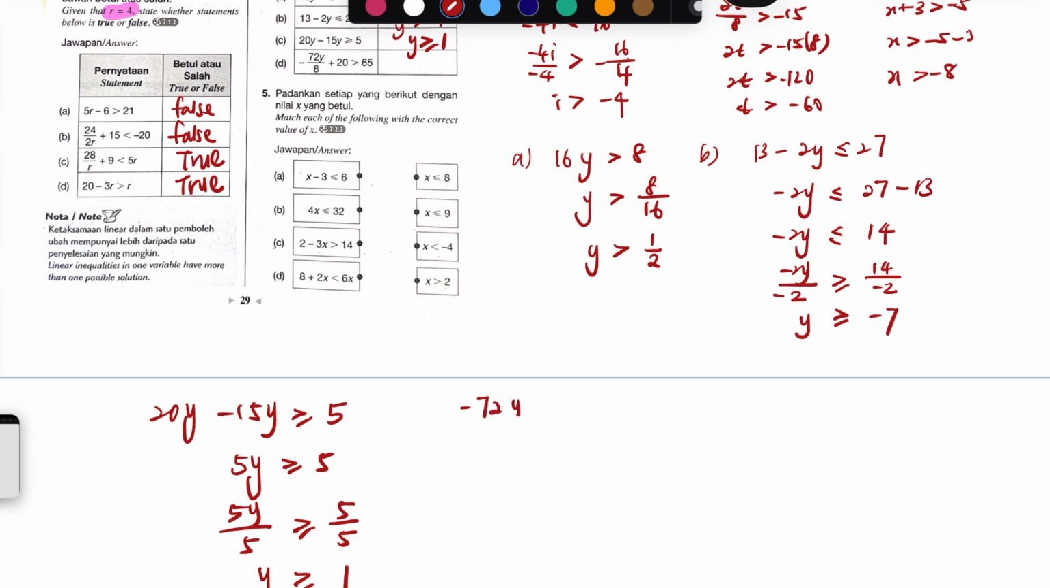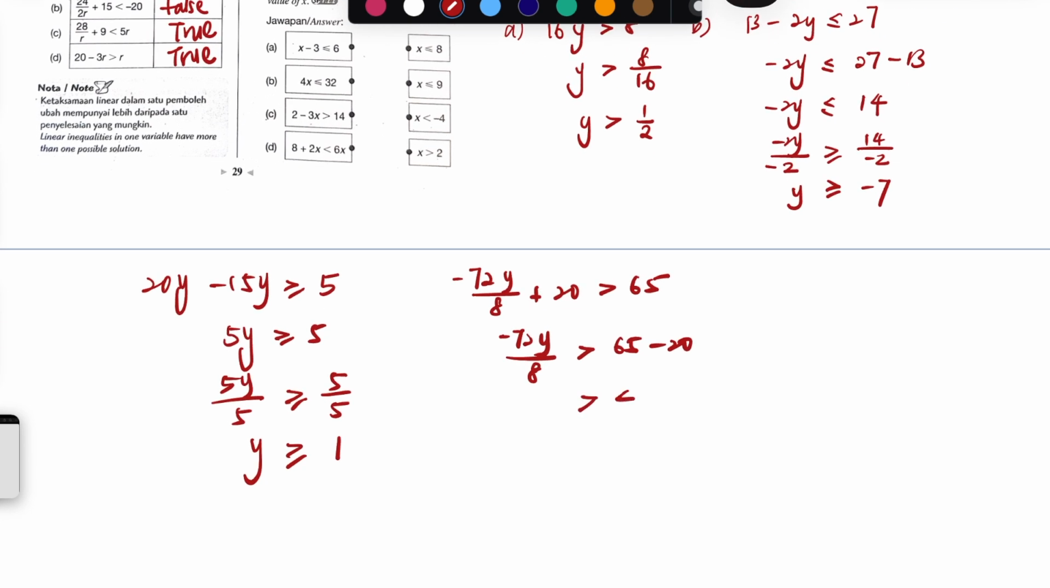Okay, the last one for D. Negative 72y over 8 plus 20 greater than 65. So negative 72y over 8 greater than 65 minus 20. So it becomes 45. Okay, so negative 72y over 8. So negative 72y is greater than 45 times 8. 45 times 8 is 360. All right, 360.